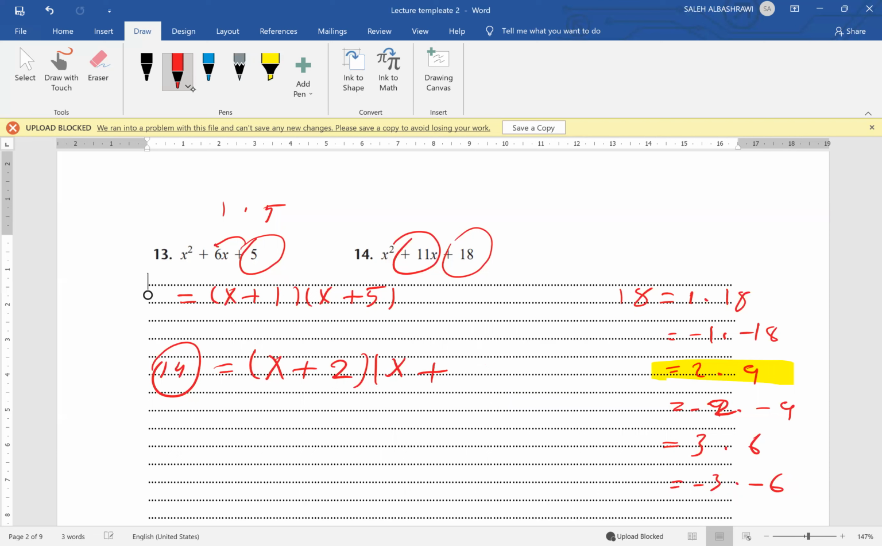So this is how to factor a trinomial if the leading coefficient, or the coefficient of the x squared or a squared or b squared, is equal to 1. If it is not equal to 1, then we'll have more steps to factor that out.